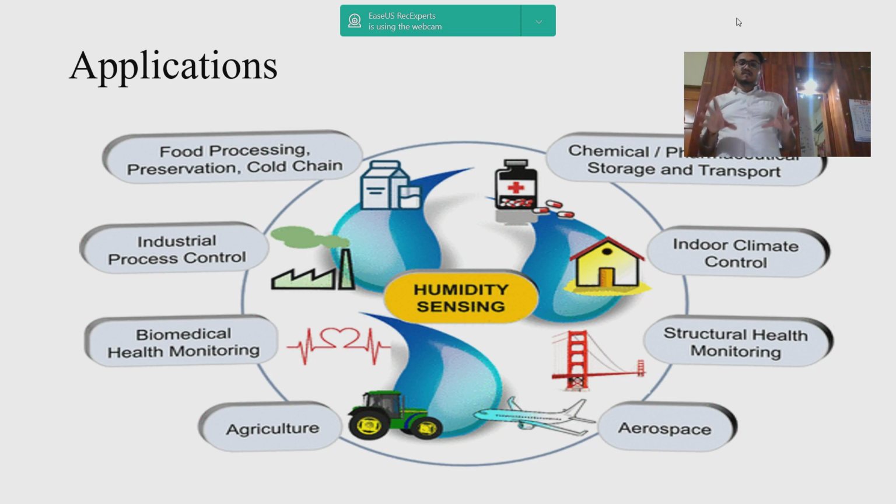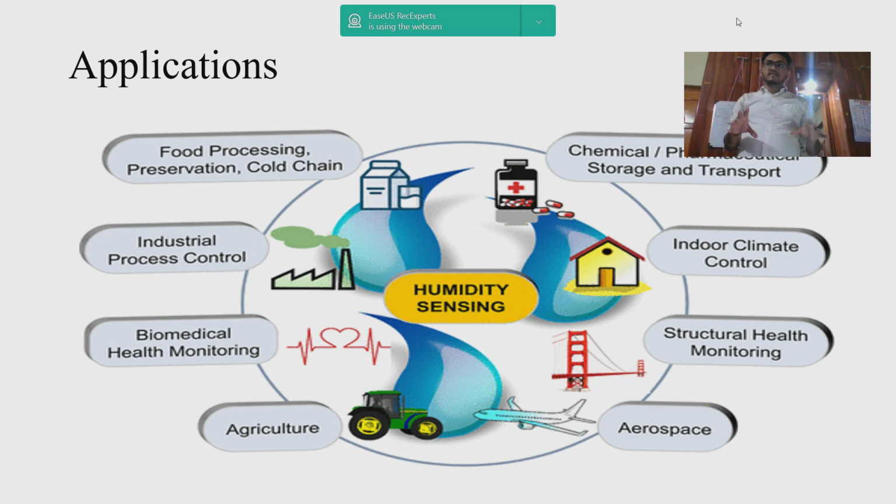Then consumer electronics. The final part is consumer electronics. Some consumer electronics like dehumidifiers, air purifiers, and smart home devices incorporate humidity sensors to enhance their functionality. We know about humidification. When there is less moisture content, we have to humidify the air by spraying some water or water vapor.